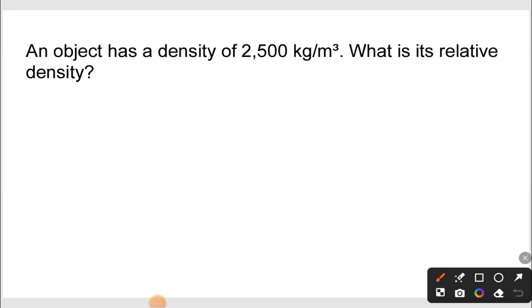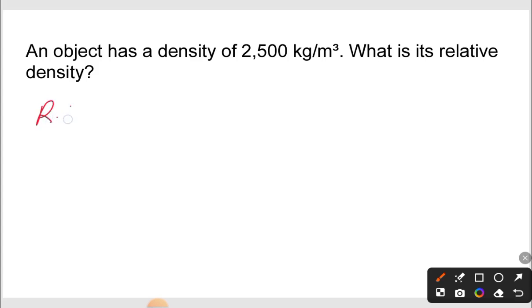A continuation of this series, and in this part we are going to look at relative density. Now, relative density refers to the ratio of the density of a substance to the density of water. There are different formulas used to calculate relative density, so let's look at some of them.